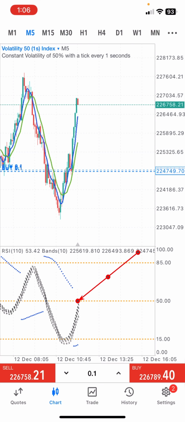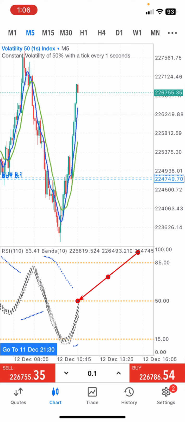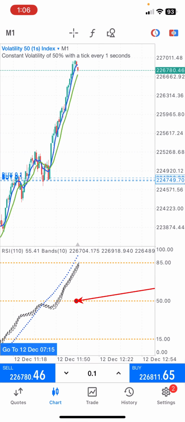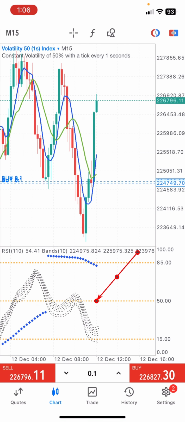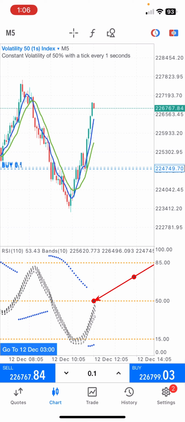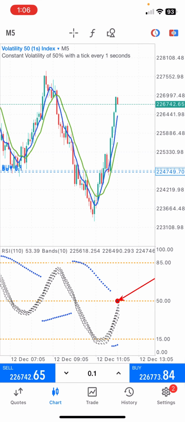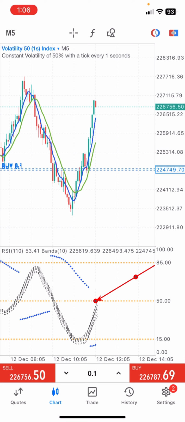Now this strategy works perfectly on the 15-minute time frame, the 5-minute time frame, and the 1-minute time frame. I'm going to be using the 5-minute time frame for the explanation of this strategy right here, starting from the trade that I take with this strategy.